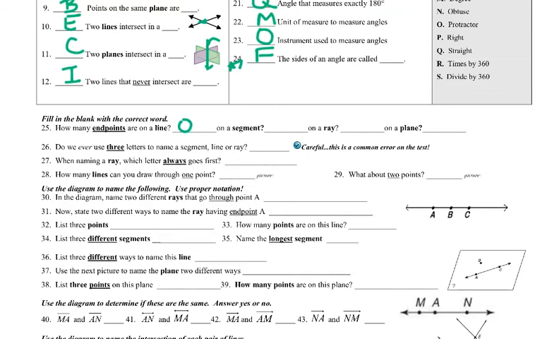Okay, how many endpoints are on a line? Tricky. There's none. Segment has 2, ray has 1, but line and plane have no endpoints. We never use 3 letters. Common error on the test. We always use 2. When you name a ray, the endpoint goes first. If you have 1 point, you can really draw an infinite number of lines, but if you have 2 points, you can only draw 1 line.